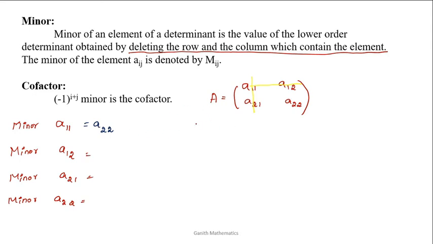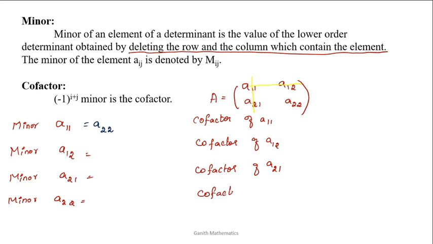Again, we have to find the cofactor. So the cofactor of A11, cofactor of A12, cofactor of A21, then cofactor of A22. So we are going to find these four values, that means the minor and the cofactor.